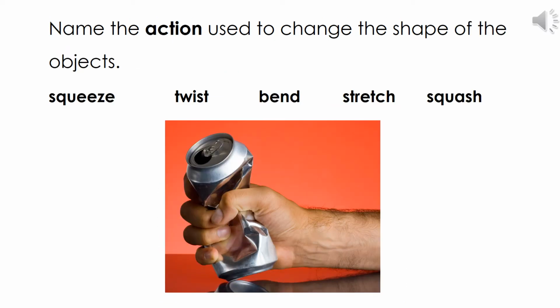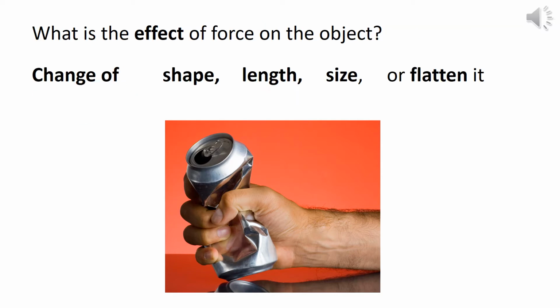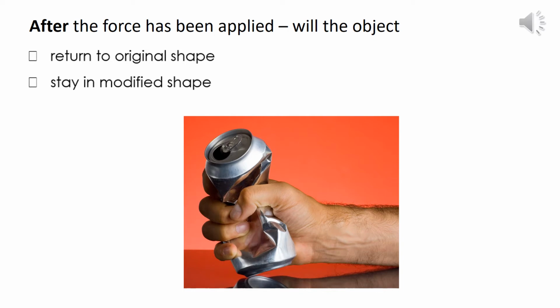Name the action used to change the shape of this aluminium can. The fingers are going in all different directions, pointing inwards, so it is a squeeze. What is the effect of the force on the aluminium can? When it's being squeezed, we are changing its shape and also we're compressing it, so we change its size. After being squeezed, will the aluminium can return to its original shape? No, it will stay in its modified shape.